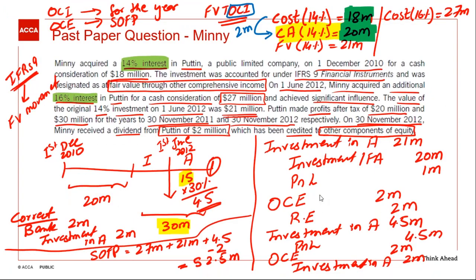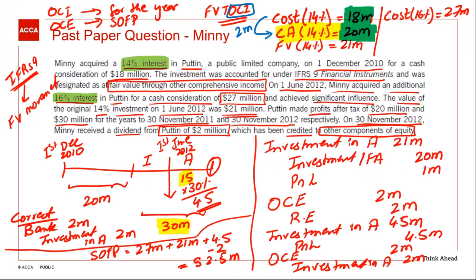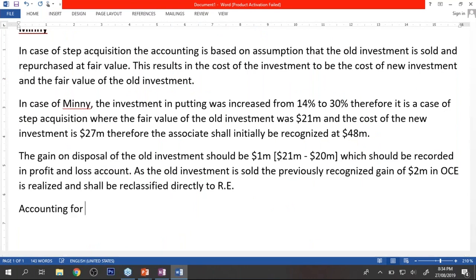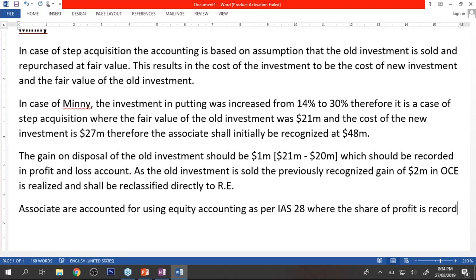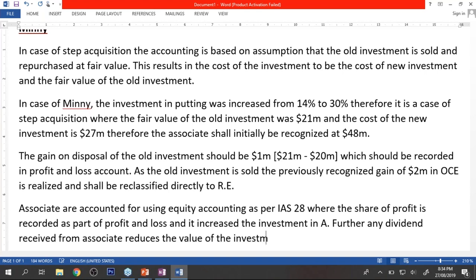Okay, so now we are going to write the answer for the accounting for associate as well, because we are recording the share of profit and the dividend as well. So we're going to say that accounting for associate is dealt with as per IAS 28. Associates are accounted for using equity accounting as per IAS 28, where the share of profit is recorded as a part of profit and loss, and it increases the investment in associate. Further, any dividend received from associate reduces the value of the investment in the balance sheet.